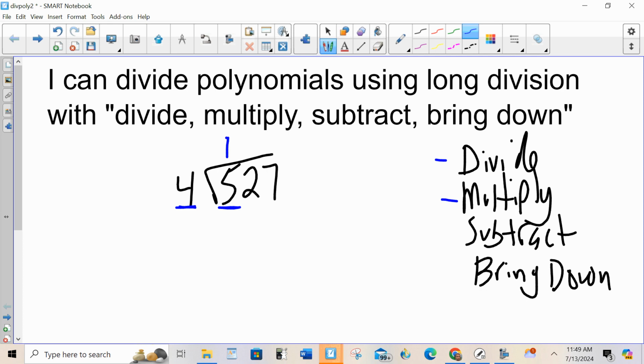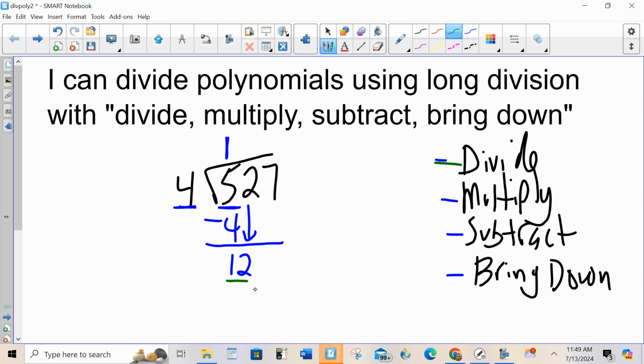Then I multiply. I multiply the top by the outside. 1 times 4 is 4. Then I subtract. 5 minus 4 is 1. And then I bring down. The next digit is 2. Now I start the next cycle.